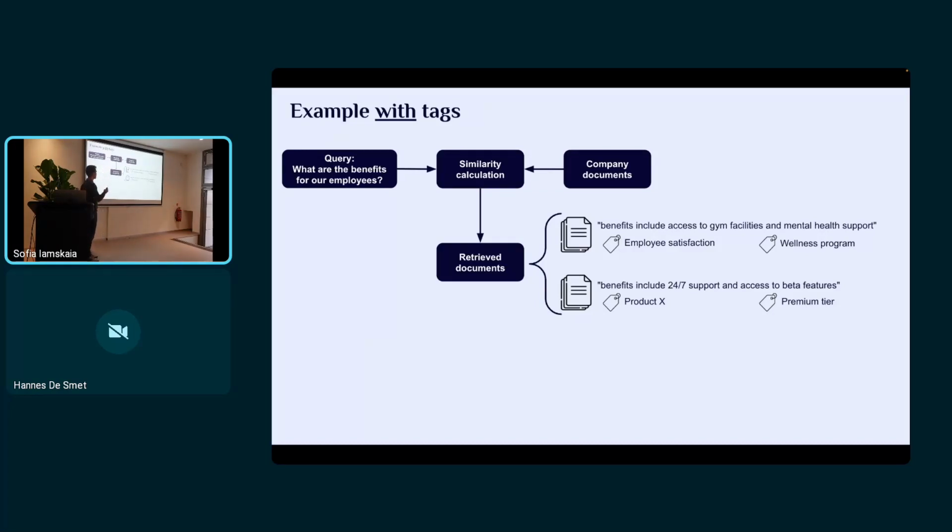The one states the benefits include access to gym facilities and mental health support. And the second one states benefits include 24/7 support and access to the beta features. And we also see the metadata tags. And for us, it's quite clear, okay, the first document is about employees. It's employee satisfaction and the wellness program. And the second document is about the product that the company is developing and just lists the features and the benefits for users of the product that the company is developing.